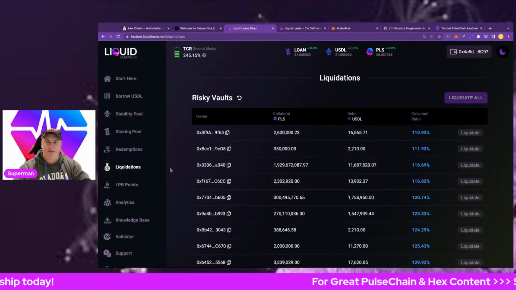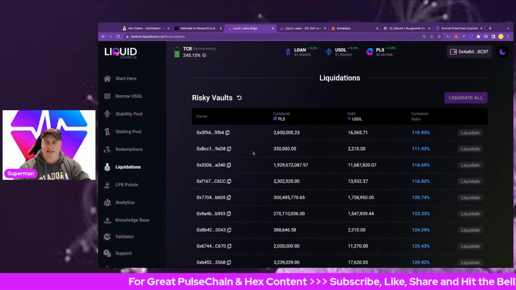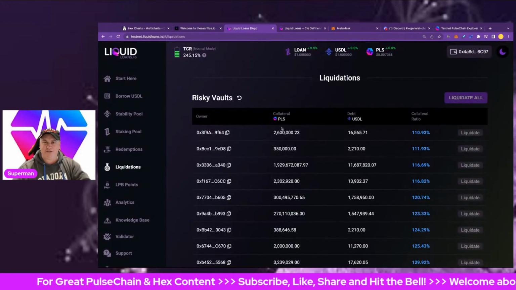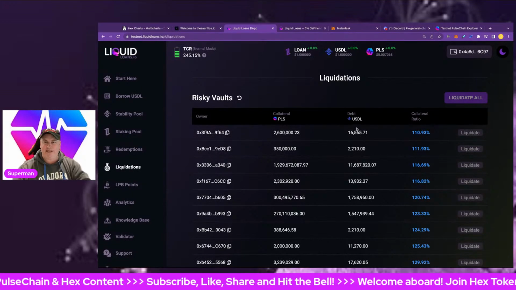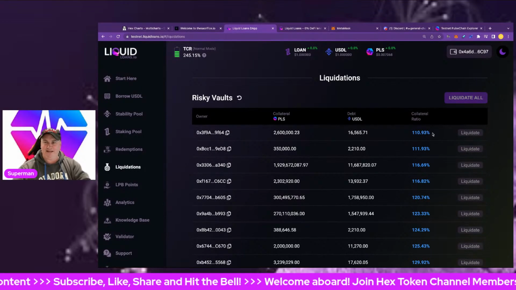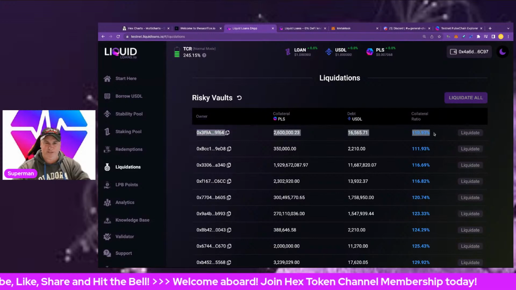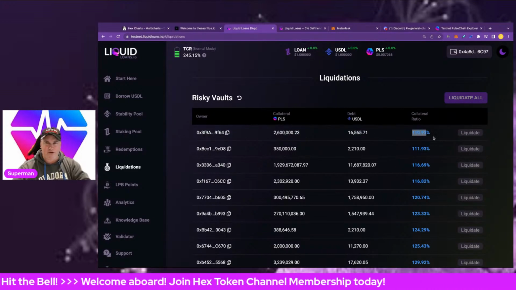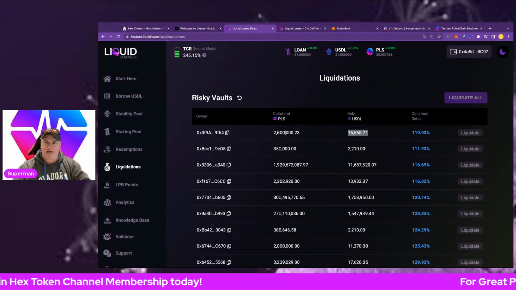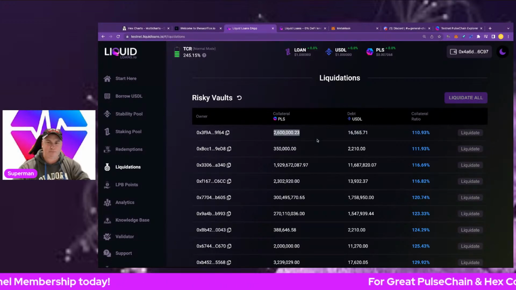So let's jump over there and have a look at what's going on. Risky vaults. We've got all these. Which one's AK's account? We will find out in due course. Collateral there, PLS, debt USDL. So we've got the lowest one here. This is the riskiest one here. They're only 110%. So in other words, they borrowed a lot of USDL against their PLS value.